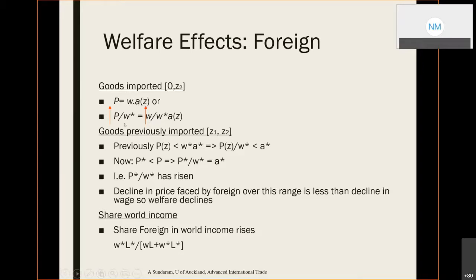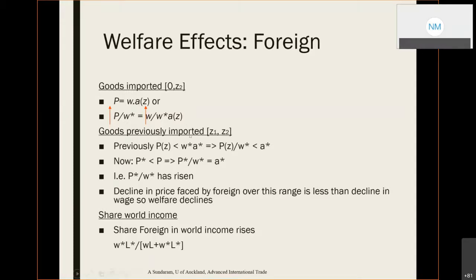If I divide by the Chinese wage, because we're doing the welfare calculation for China now, that means this is P over W star. On the right, you have W over W star times A. And we know what happened to W over W star. Because that went up, what we find here is that P over W star goes up. In other words, the real wage in China has gone down. Okay, so that's a welfare decrease for Chinese consumers.